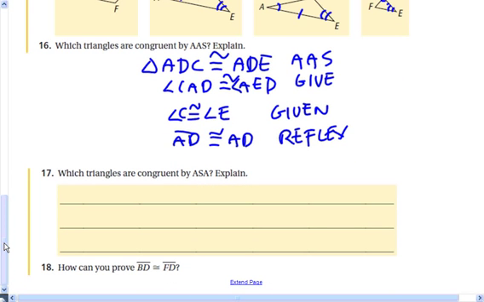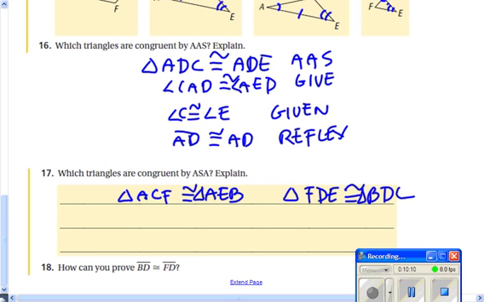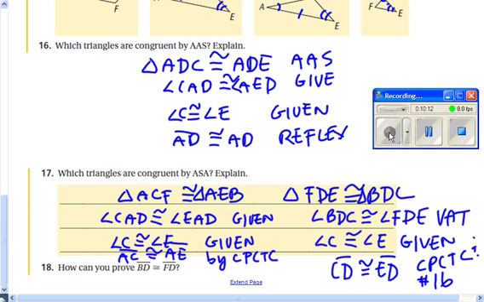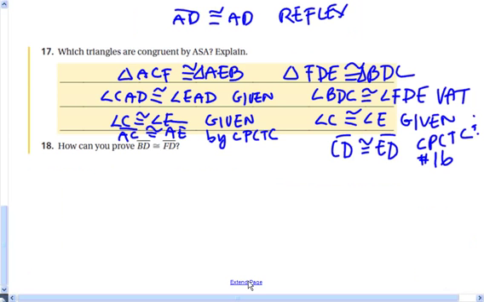Which triangles are congruent by angle, side, angle? Triangle ACF is congruent to ABD, and triangle FDE is congruent to BC by angle, side, angle. I'm going to pause and write down the reasons. All right, there are the reasons.